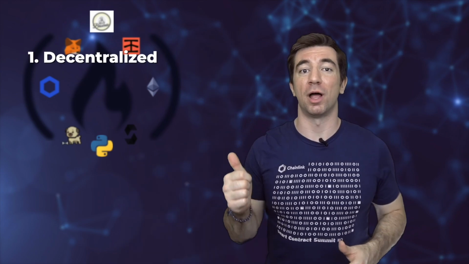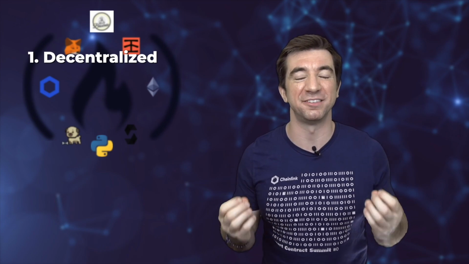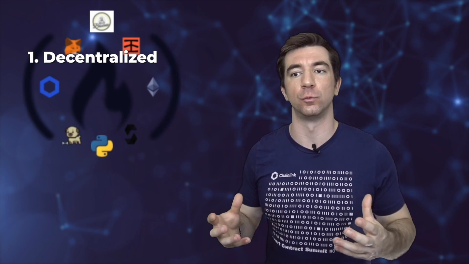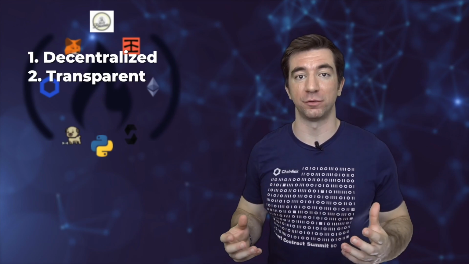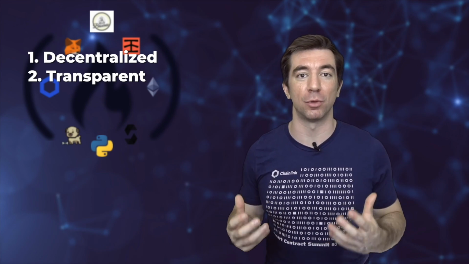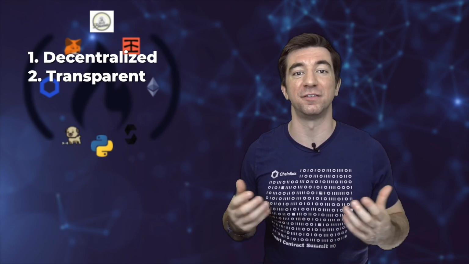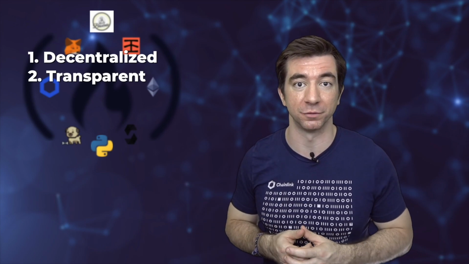So with all that high level being said, let's do a quick summary of what we just learned. Blockchains are decentralized, meaning that they are not controlled by a single centralized entity. They are run by a network of independent users. Transparency. Blockchains are transparent. Everything that happens on a blockchain, everybody else can see and work with, and see that everyone's playing by the same rules.